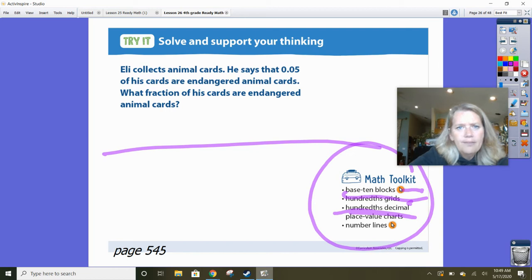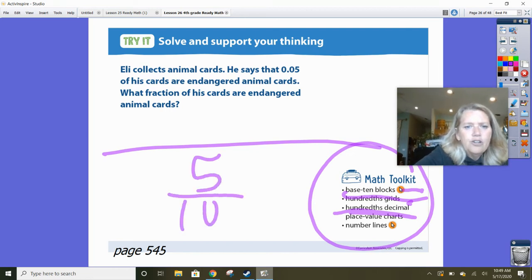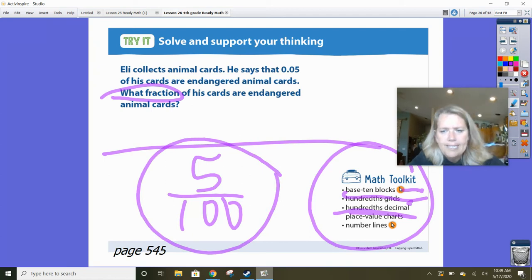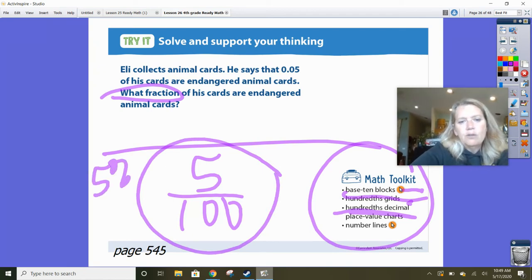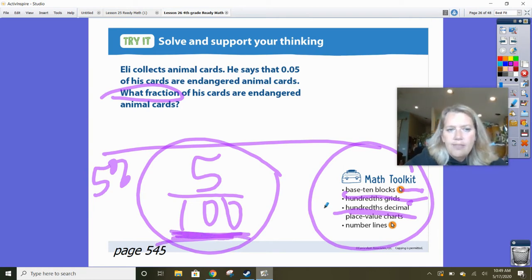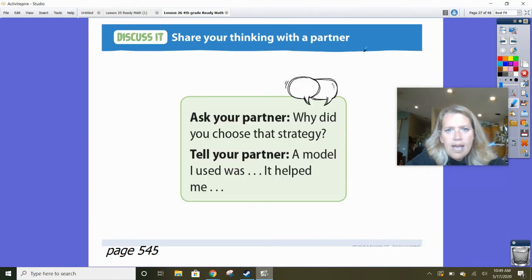That wouldn't be too bad, but you're going to get the answer of 5/100 because you want a fraction answer, right? If it's percent, it's 5% because percent's all based on the 100. Get your number to the 100 and then you can do the percent. Ask your partner, why did you choose that strategy?